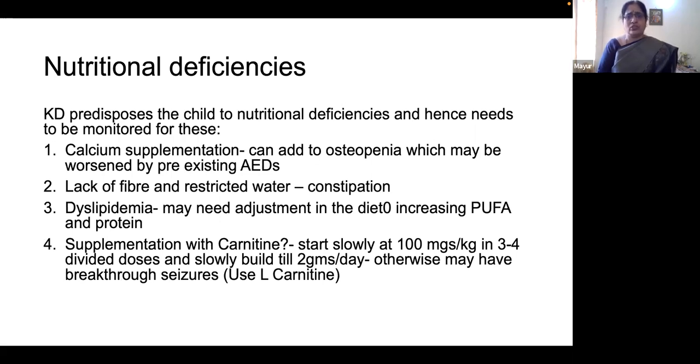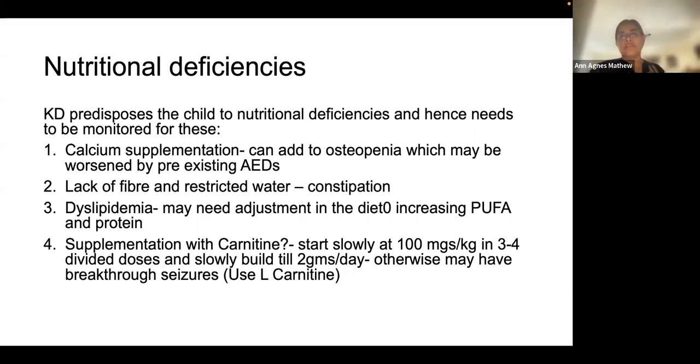Carnivore is actually given at the beginning itself. For dyslipidemia, only adjustments are done with the fat and calories, fat especially, and we can also increase the protein a bit. Lack of fiber, like constipation, is a common issue, but it also comes under nutritional deficiency if the diet is not balanced. We don't routinely supplement carnitine unless somebody is on valproate or something that is damaging to the liver. If there's liver dysfunction, we tend to give carnitine.